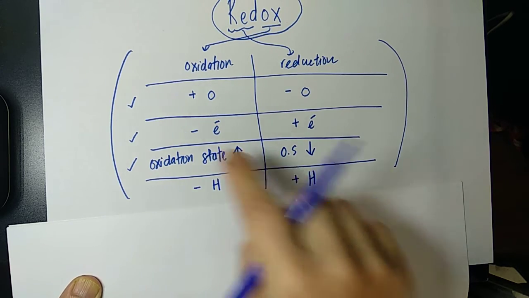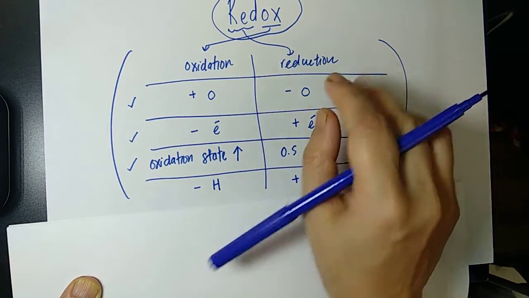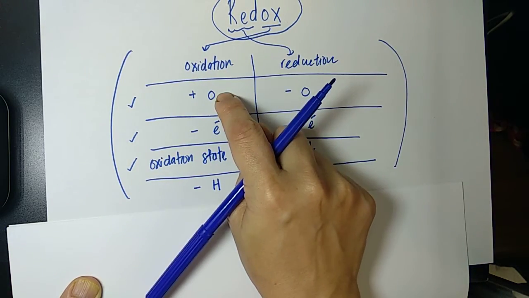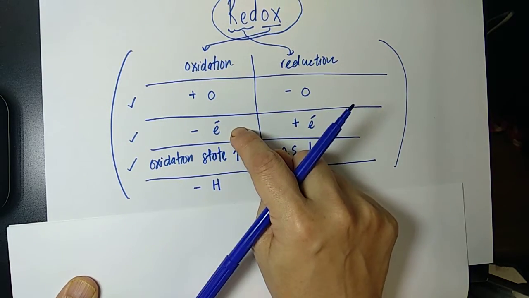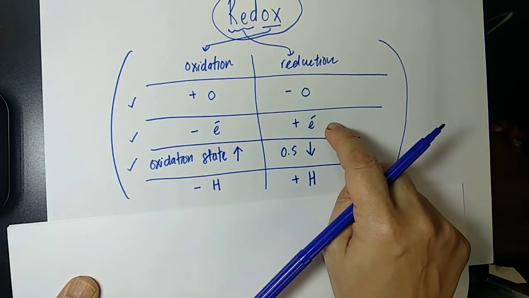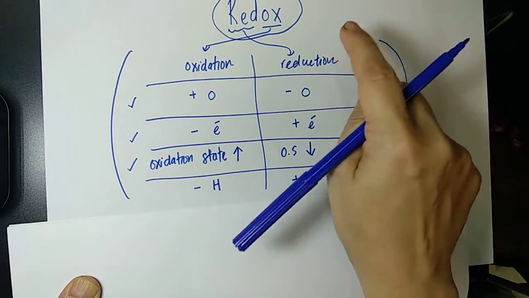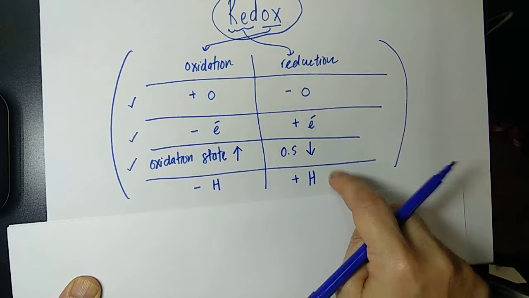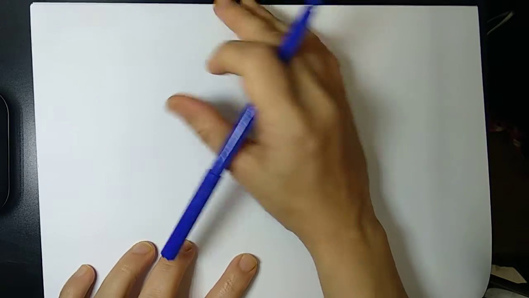So, remember, these are the definitions for oxidation and reduction. Oxidation, gain oxygen. Reduction, lose oxygen. Oxidation, lose electrons. Reduction, gain electrons. Oxidation, oxidation state increases. And reduction, oxidation state decreases. Now, let's look at the first one in terms of transfer of oxygen.